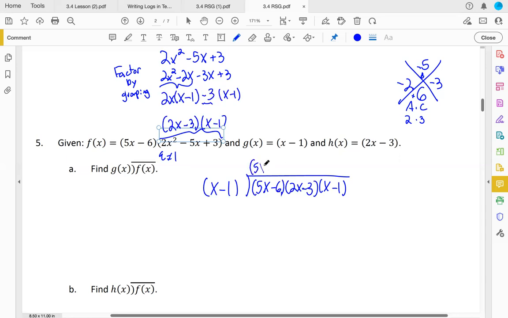There's definitely 5x minus 6 in the mix. Definitely 2x minus 3 in the mix. And we don't need to multiply with this because we already have it. So we set this all up. The step might be extra.